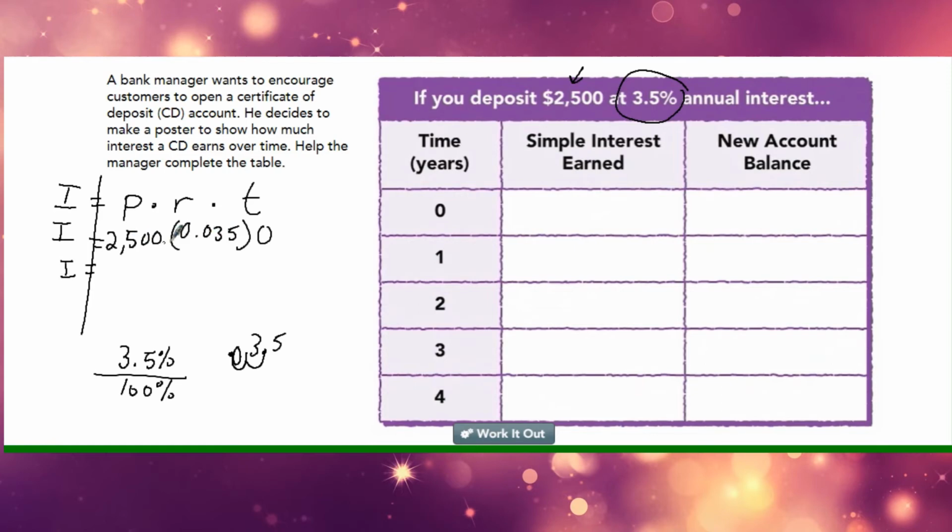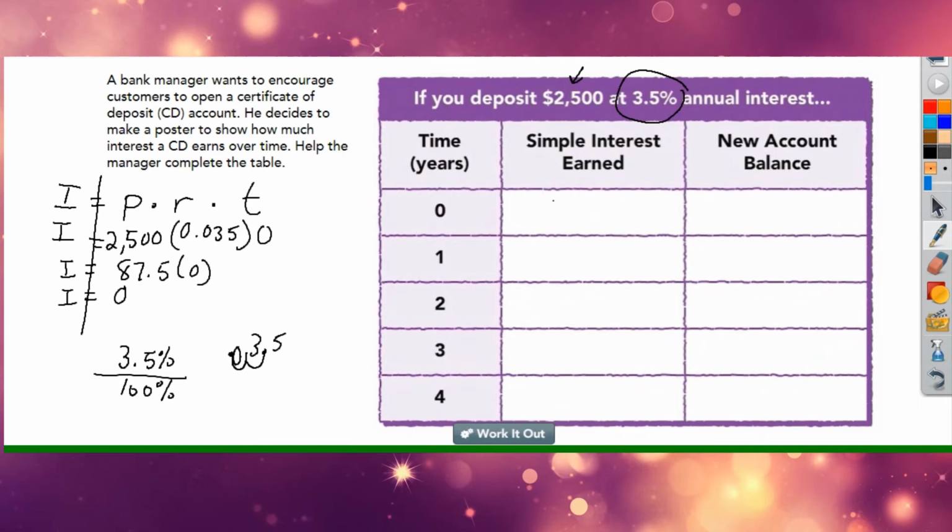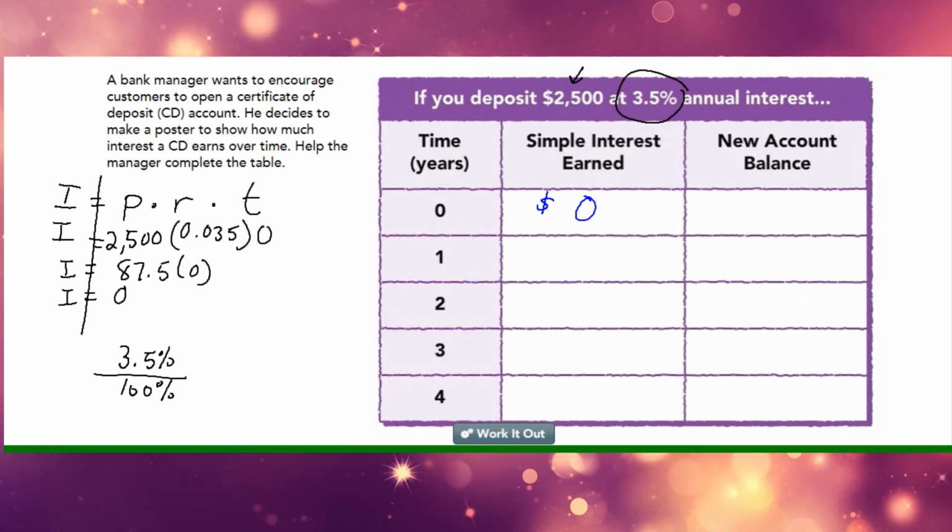When I multiply these two numbers, I get 87 and 5/10. And then I have to make sure I multiply that by 0. And any number times 0 is 0. So that means the simple interest for year 0 is $0. And the account balance, remember when you get the balance of something when we're dealing with simple interest, the balance formula is balance equals principal plus the interest. So the principal is the $2,500 plus the 0 interest we made at year 0 is just $2,500.